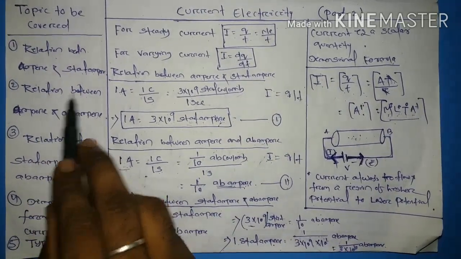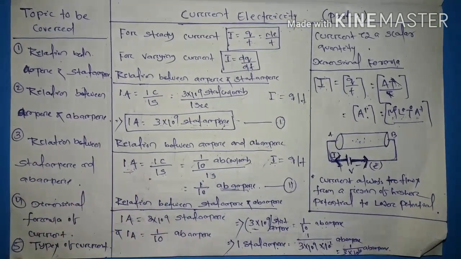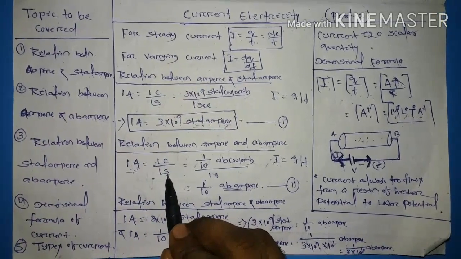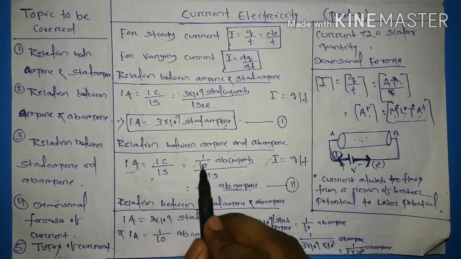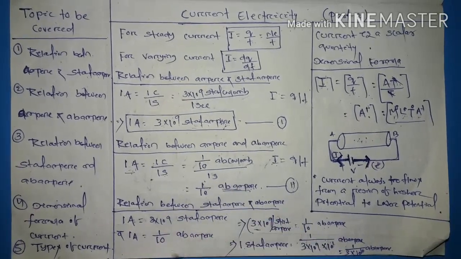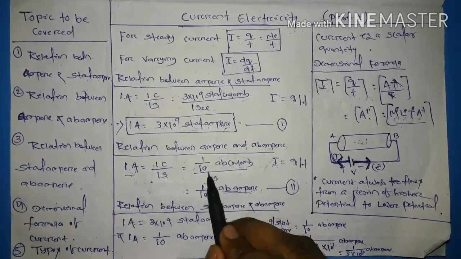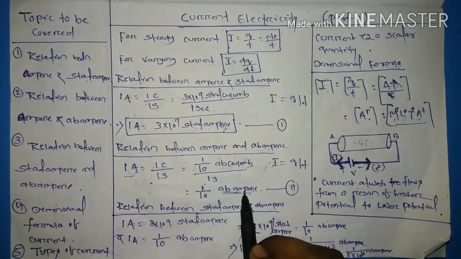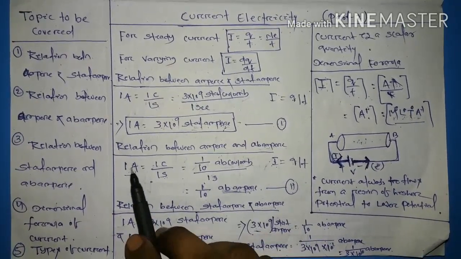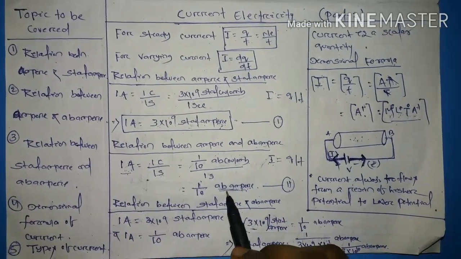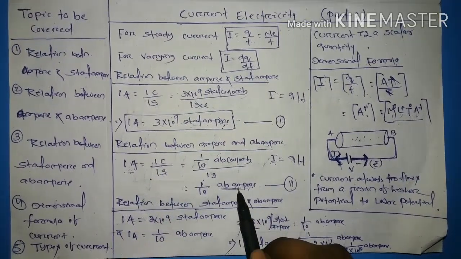Then the relation between ampere and abampere. As 1 ampere is equal to 1 coulomb per second, but 1 coulomb is equal to 1 by 10 abcoulomb divided by 1 second. But abcoulomb per second is equal to abampere. Therefore 1 ampere is equal to 1 by 10 abampere. This is the relation between ampere and abampere.